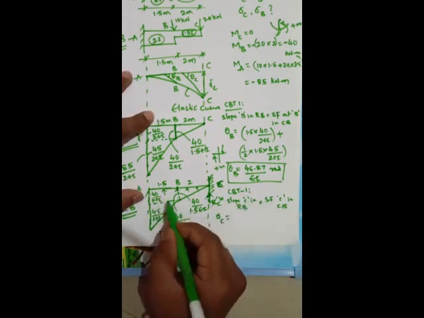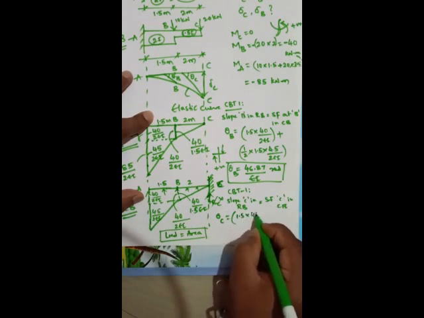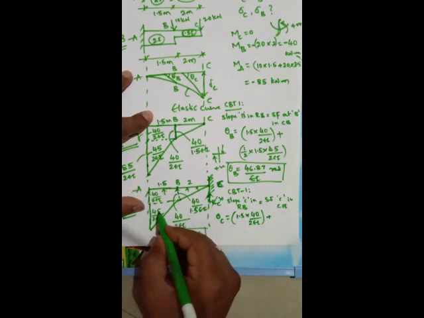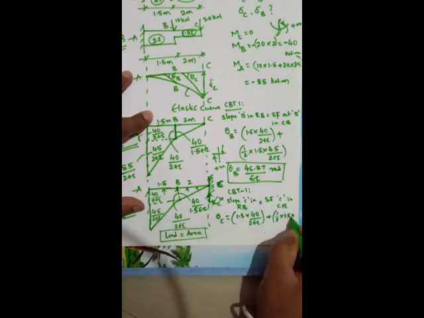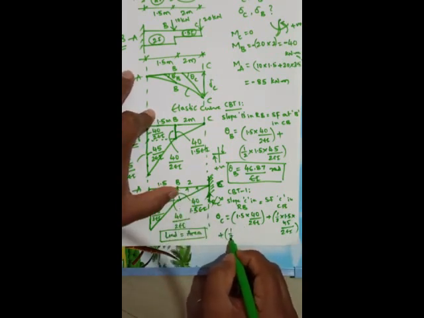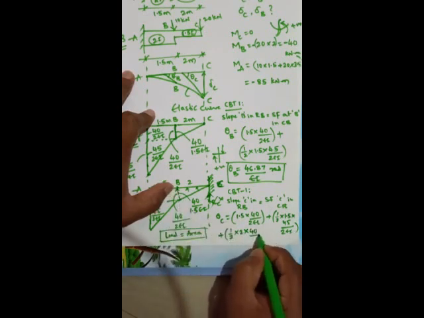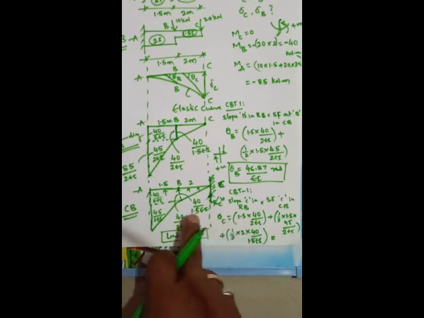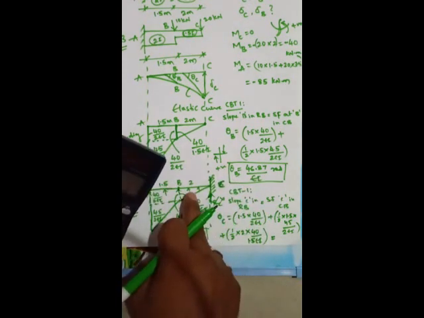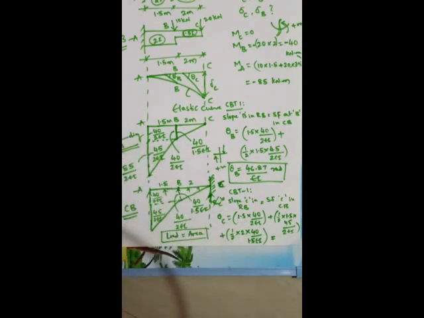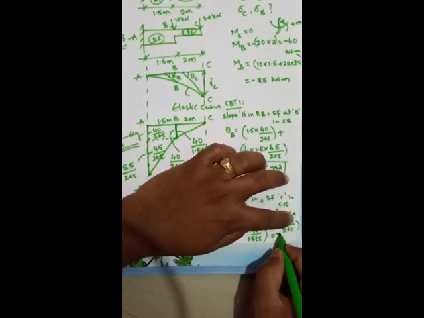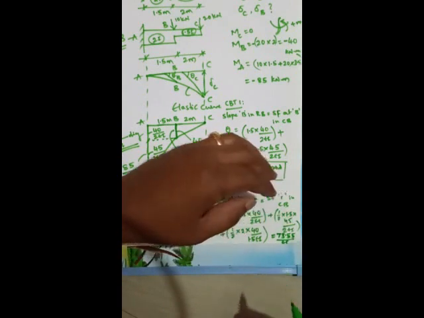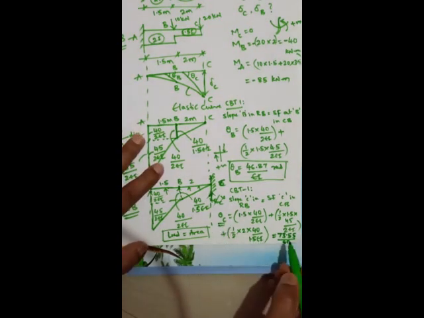So the areas, the area of this first figure, again 1.5 into 40 by 2EI plus area of this triangle, half into base is 1.5 into height is 45 by 2EI plus area of this triangle, half into base is 2 into height is 40 by 1.5EI. Okay, so three figures. So if you simplify this, okay, so already the area of this figure it is 46.25, then the area of this figure will be, okay, you are getting 73.55 by EI. Theta C, you are getting 73.55.